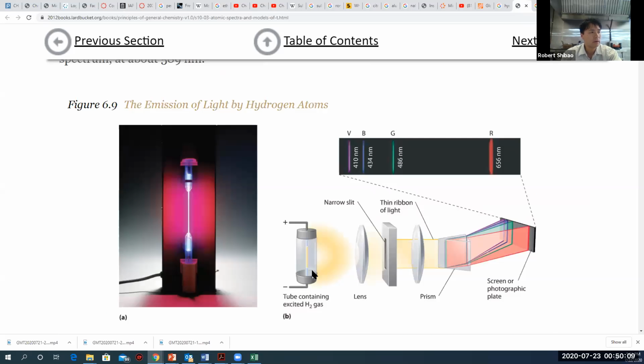Okay, so they're passing it through the prism here, and they don't see all the colors. In fact, they only see 4 colors. They have this one red.